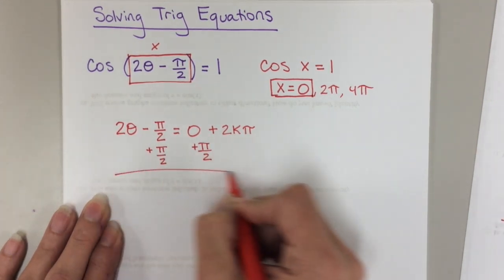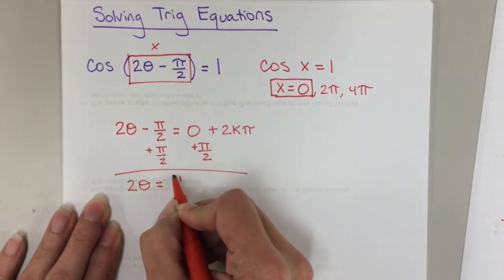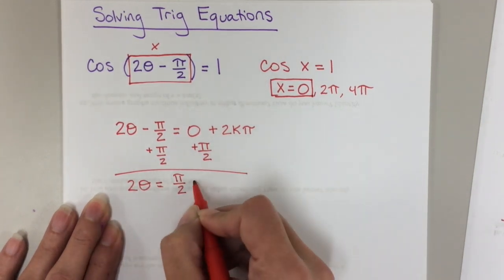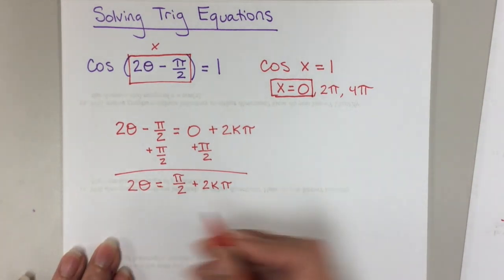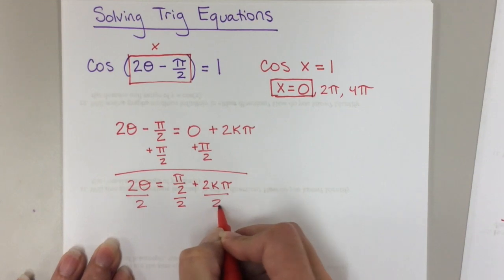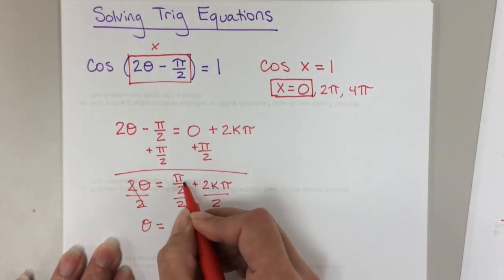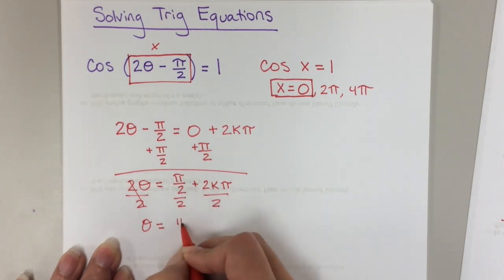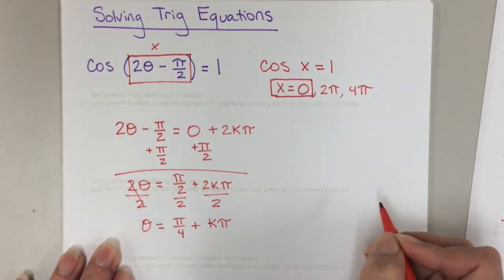Negative pi over 2 plus pi over 2 cancels out, and 2 theta is the only thing left on the left side. And then 0 plus pi over 2 is pi over 2 plus 2k pi. Next, we're going to continue isolating theta by dividing everything by 2. So here, the 2's cancel out, and we're left with theta. Here, pi over 2 divided by 2 is pi over 4. And here, 2 over 2 cancels out, and we have k pi. So this is our general formula.